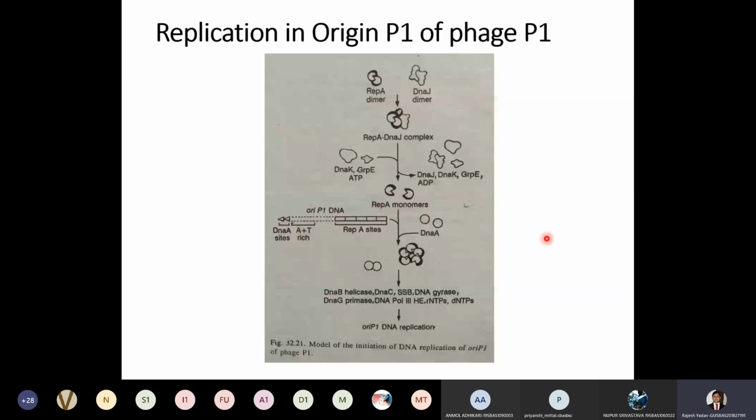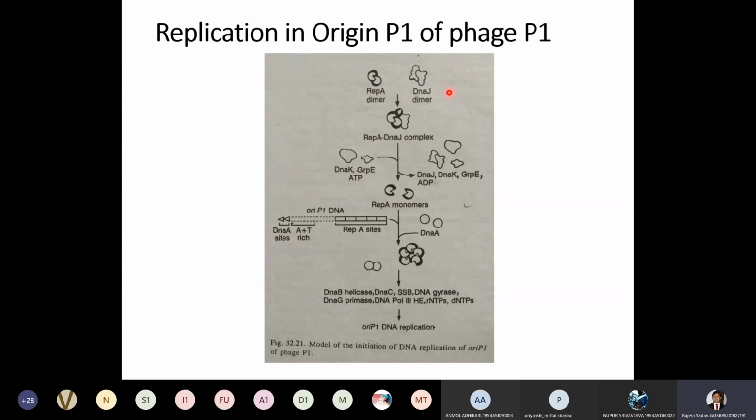Okay, next. Next is the replication in the origin P1 of phage P1. This is another virus that is called phage P1 virus. In the same way, the process occurs, and first we also see the initiation process. In the initiation process, here there are two types of protein that first come. That is a protein called RepA dimer and DnaJ dimer. So DnaJ is in the form of a dimer.